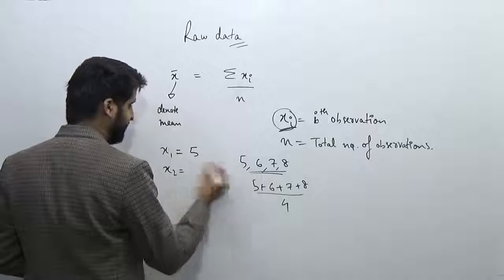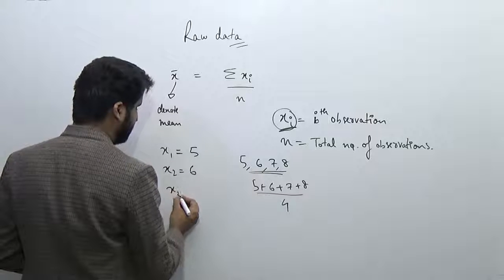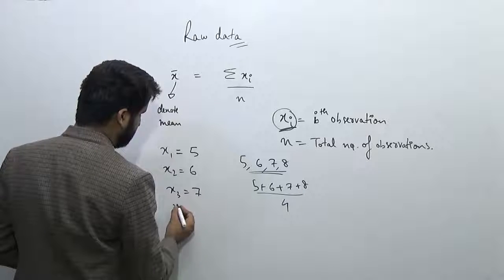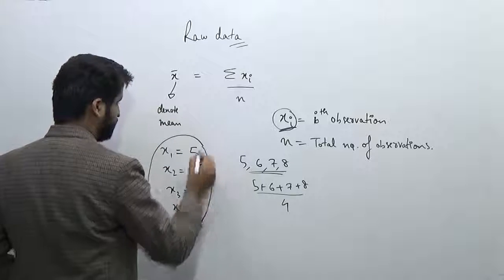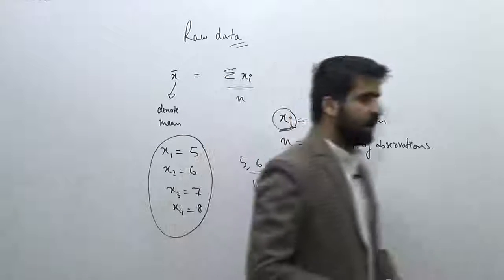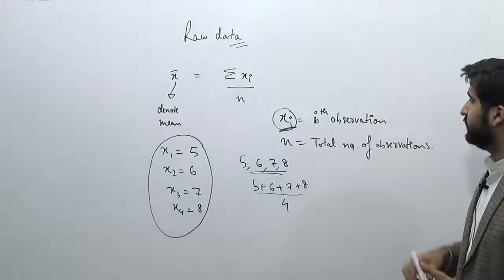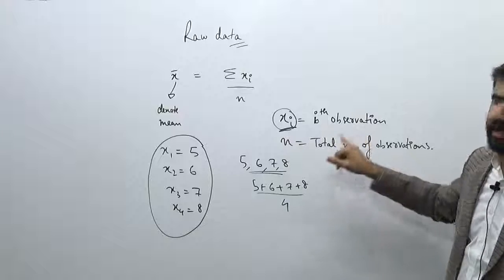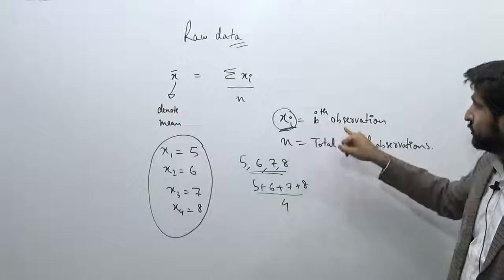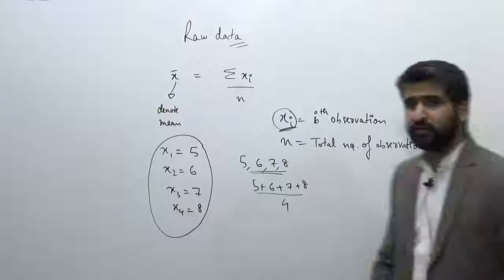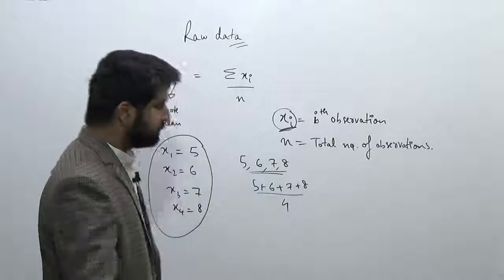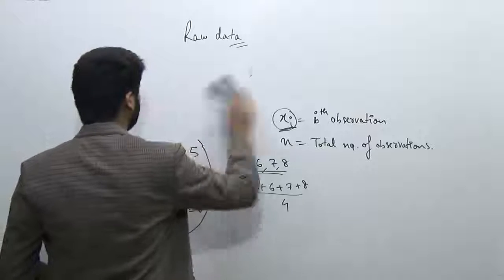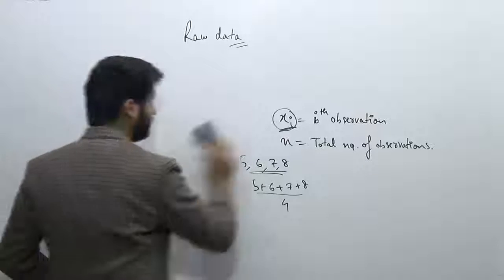x2 will give me the second observation, which is 6. x3 is third observation, which is 7. x4 is fourth observation, which is 8. So these are the 4 observations, and this is how we write the general term for the observation, xi. So this is the ith observation. If the value of i is 3, that means the third observation, right? So this is a basic formula.